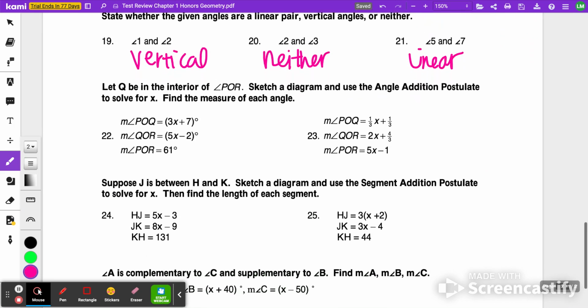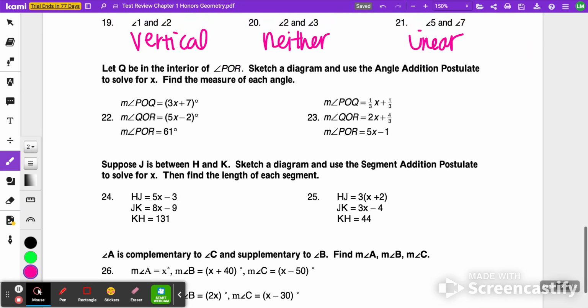Our last stop, or one of our last stops, we still have a few more. Let Q be the interior of angle POR. Sketch a diagram using the angle addition postulate to solve for x, and then find the measure of each angle. So we have POR, but Q is the interior of that. So let's start here. This is POR, and then this is Q.